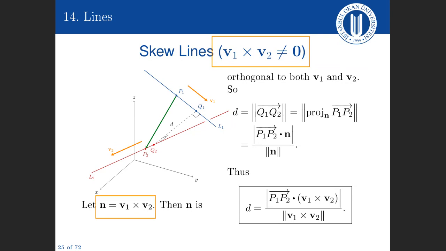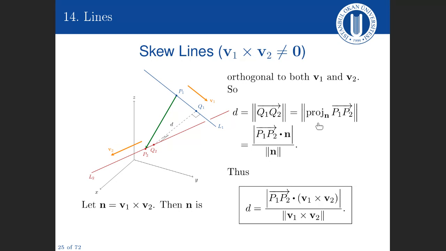The vector v1 cross v2 is orthogonal to both v1 and v2. So vector n is going to be pointing in the same direction as this dotted line. The distance between these two lines is the same as the distance between Q1 and Q2. But we don't know Q1 and we don't know Q2. But we do know that the norm of this vector is the norm.